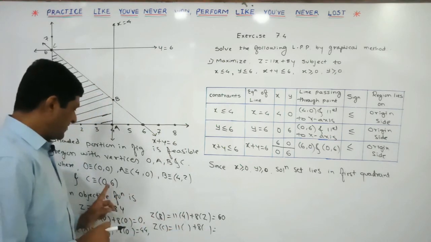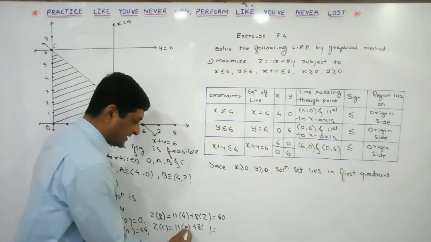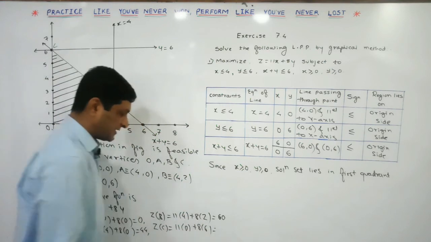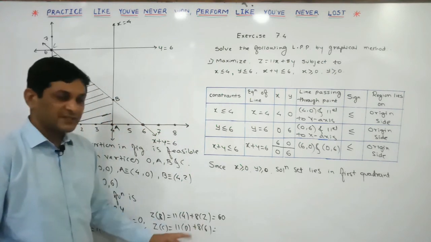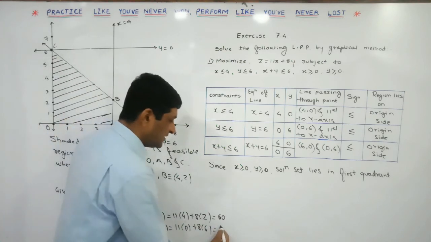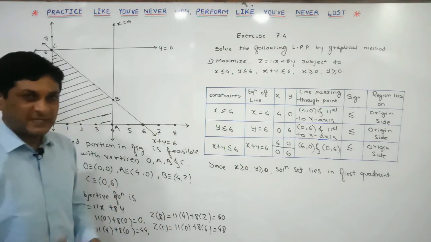Lastly, find this value at vertex C. The coordinates of vertex C are 0, 6. So replace x by 0 and y by 6. This term will become 0 and here 6 eights are 48. In this way we have got the value of the objective function at all the vertices.